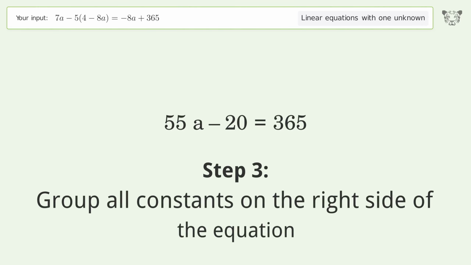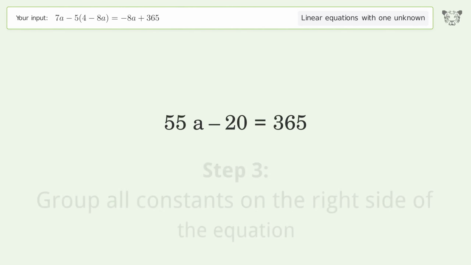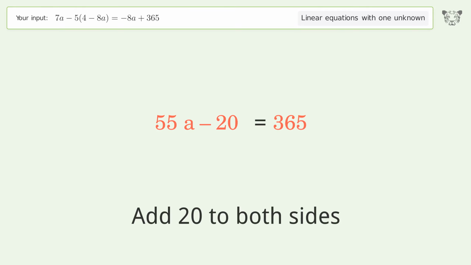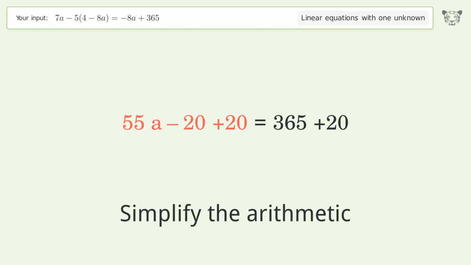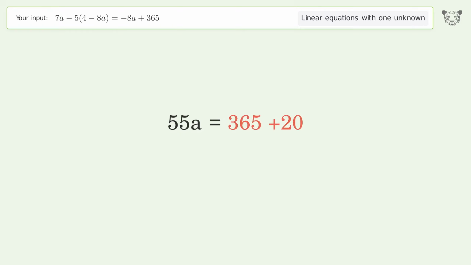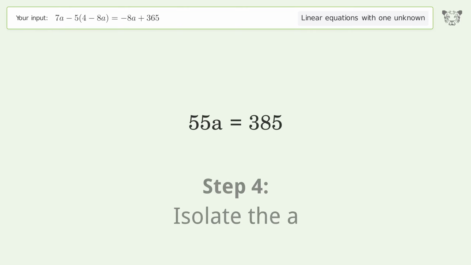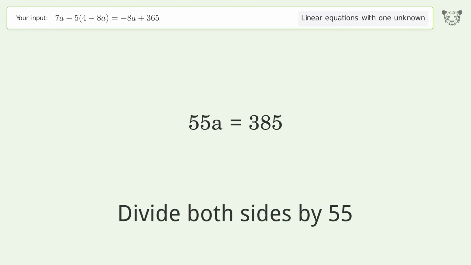Group all constants on the right side of the equation. Add 20 to both sides. Simplify the arithmetic. Isolate the a. Divide both sides by 55.